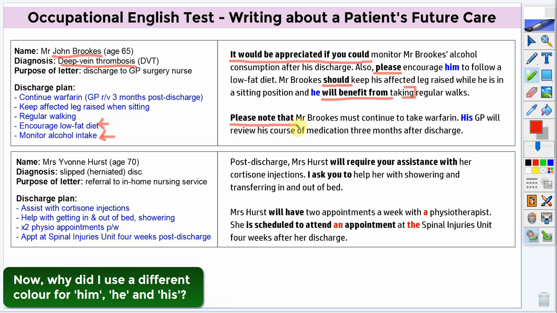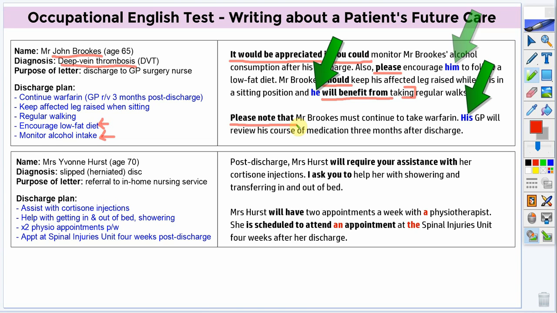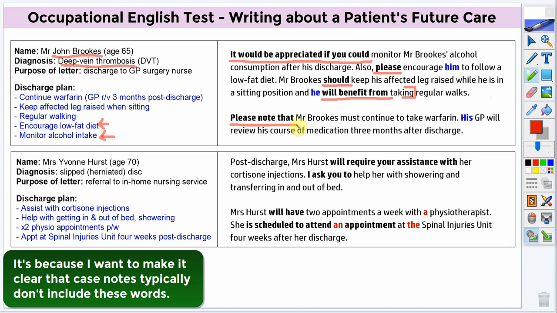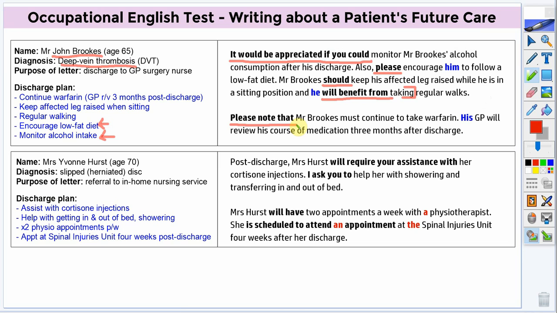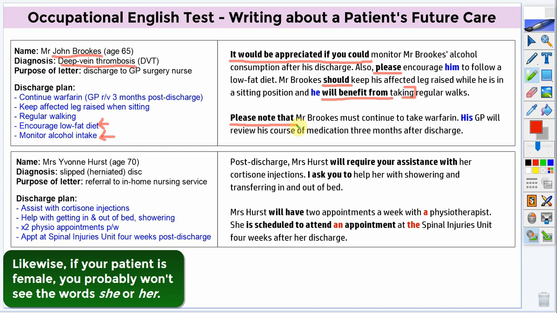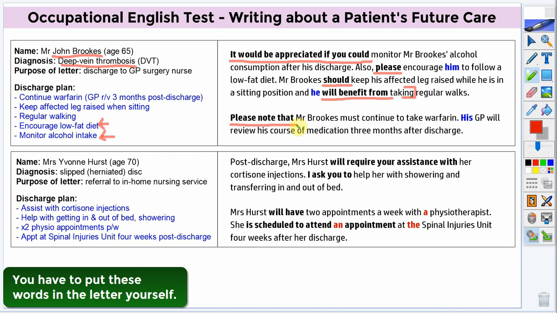Now, why did I use a different colour for him, he, and his? It's because I want to make it clear that case notes typically don't include these words. Likewise, if your patient is female, you probably won't see the words she or her. You have to put these words in the letter yourself.